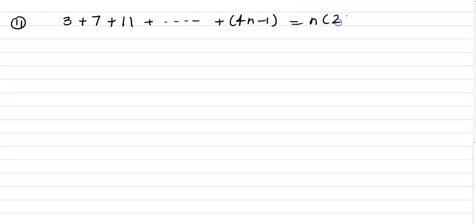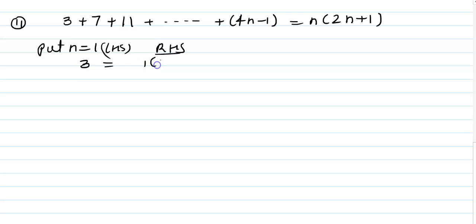So our next question is 3 plus 7 plus 11 plus up to the last term 4n minus 1, and you need to show that it is equal to n(2n plus 1). So put n equal to 1. If you put n equal to 1, you will get the first term 3. So that is our left hand side. And for the right hand side, if you put n equal to 1, it will be 1 times (2 times 1 plus 1), so it is also 3. So left hand side equals right hand side.